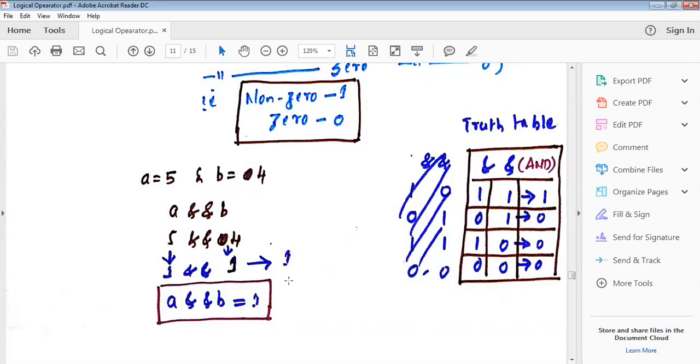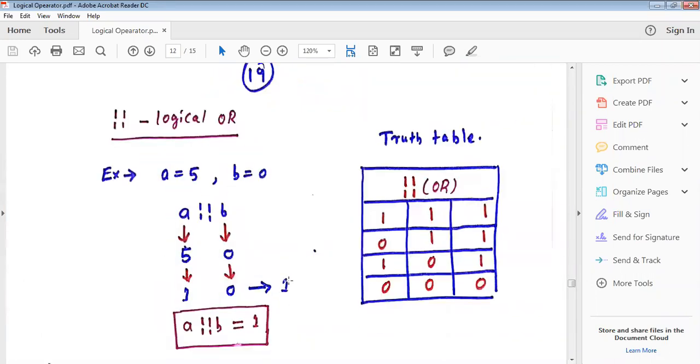So this is logical and. Now logical or. In the truth table, only when both conditions are false will it return 0. In other cases, it will return 1.